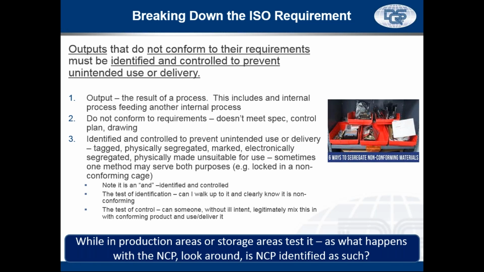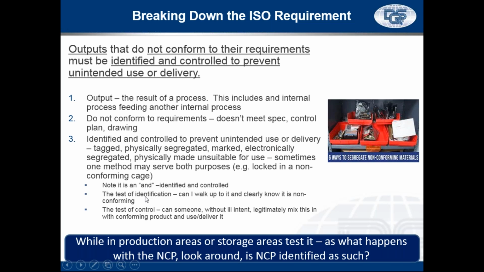The third part of this is identifying and controlling to prevent unintended delivery or use. And we see that normally through tagging, physical segregation, electronic segregation in ERP systems. Some standards and some customers have to make the part physically unsuitable for use, which is a way of controlling it. Sometimes one method may serve both requirements. So if I take my non-conforming and I lock it in a cage, it's both identified and controlled. I know what it is, and I know that nobody can get to it. So you note it's an and requirement, identified and controlled. So you have to see both.